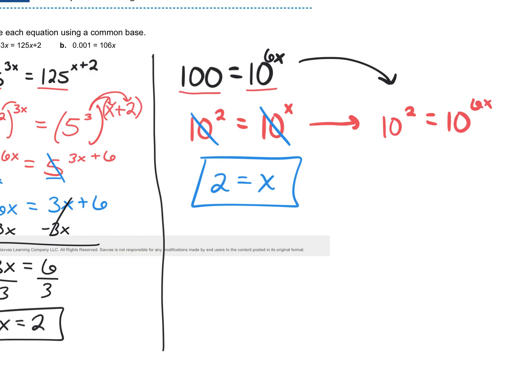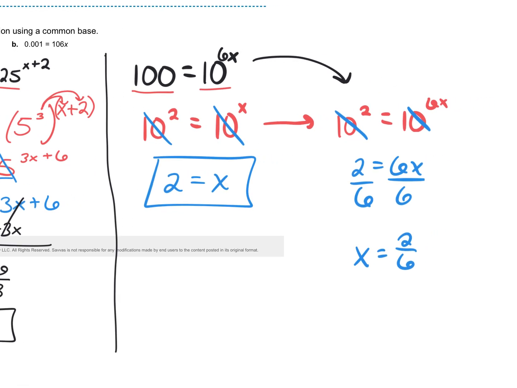What happens again? 10s cancel, so we have 2 equals 6x. How do I solve this here? Careful. Divide by what's with x? Divide by 6. So we get x equals 2 over 6. What does that reduce to? What can I divide both of those by? 2. So we get 1 over 3. Yep. The reason these are different is because I had 2 different problems.